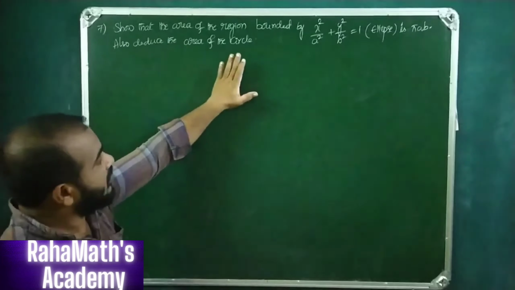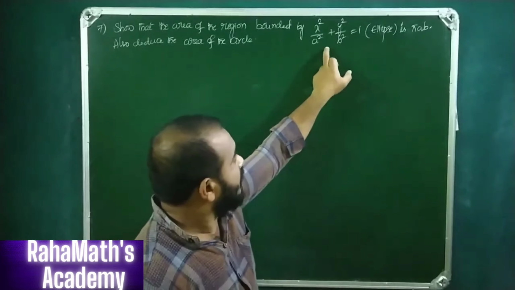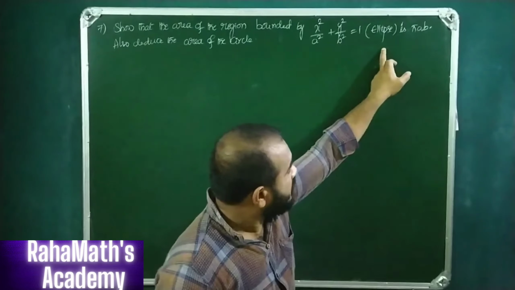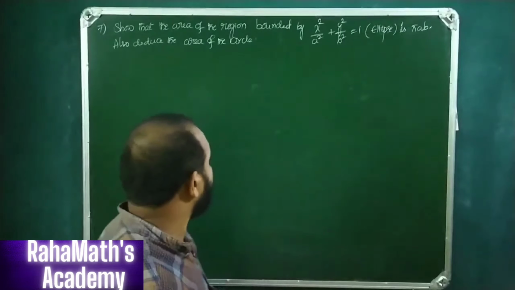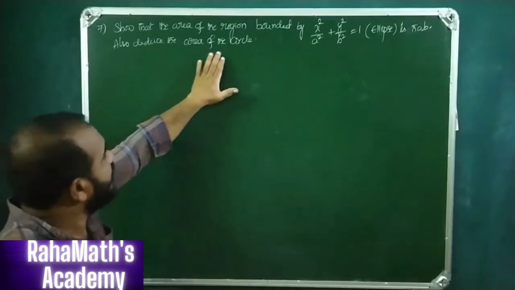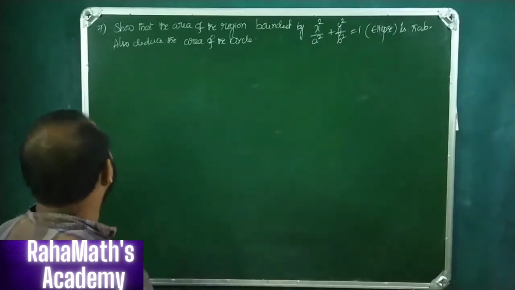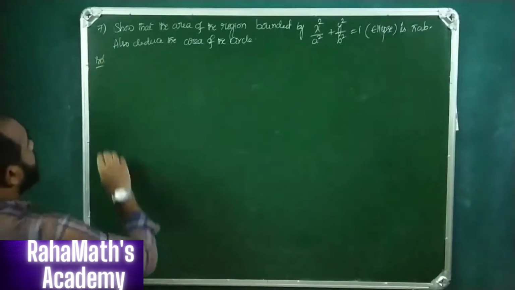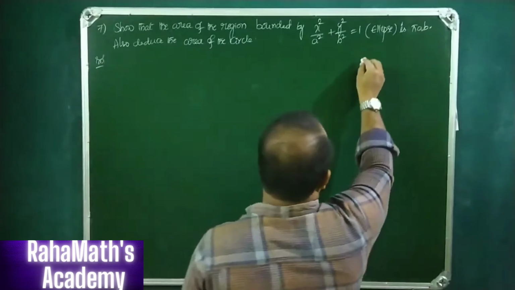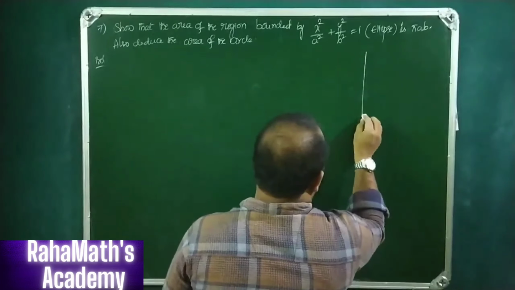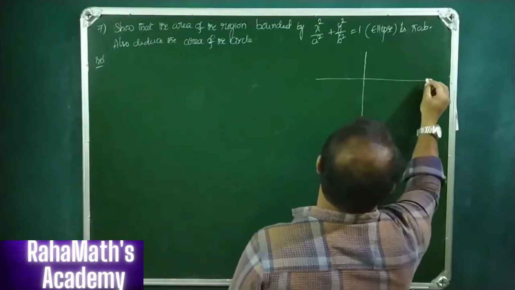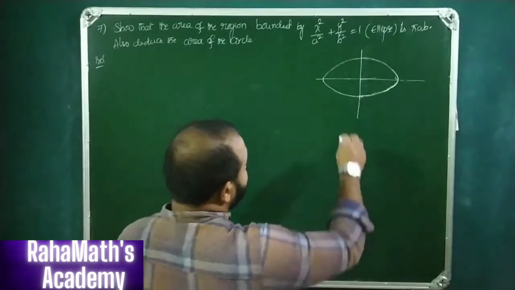Show that the area of the region bounded by x square by a square plus y square by b square equals 1, which is an ellipse, is pi ab. Also deduce the area of the circle. So, let us take the coordinate axes.